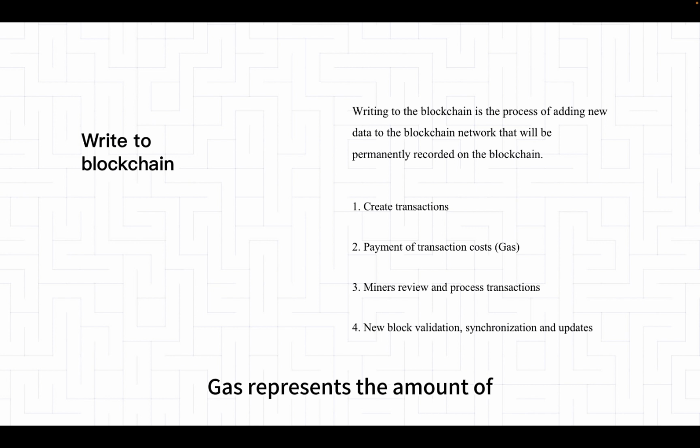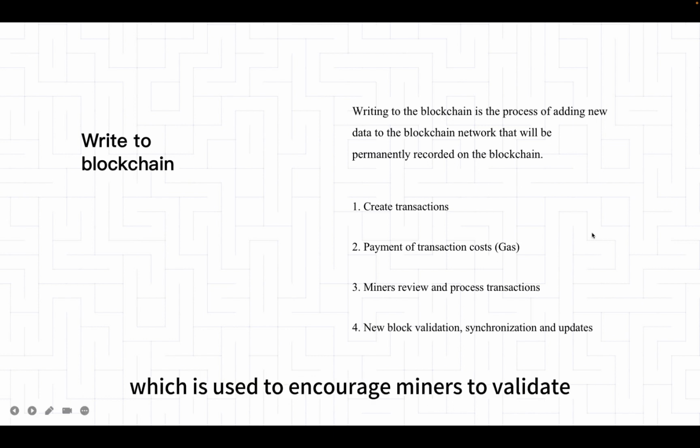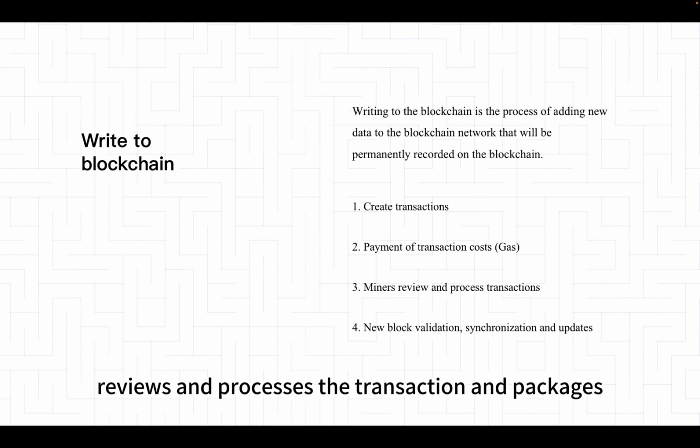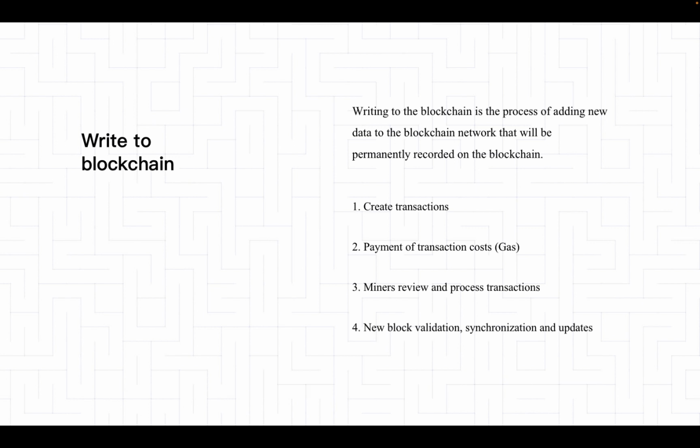Gas represents the amount of computer resources consumed. When the transaction is executed, gas will be used to calculate the actual cost of the transaction, which is used to encourage miners to validate the transaction. Step 3. The miner reviews and processes the transaction and packages it into a new block.